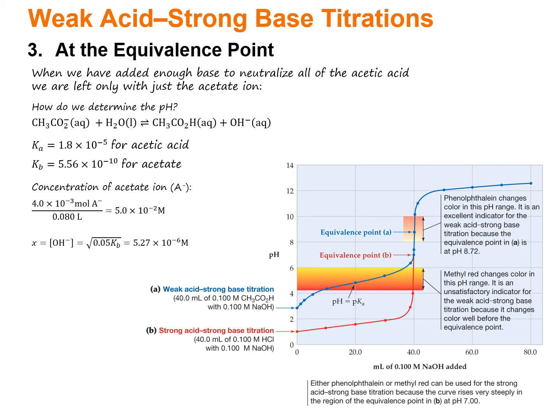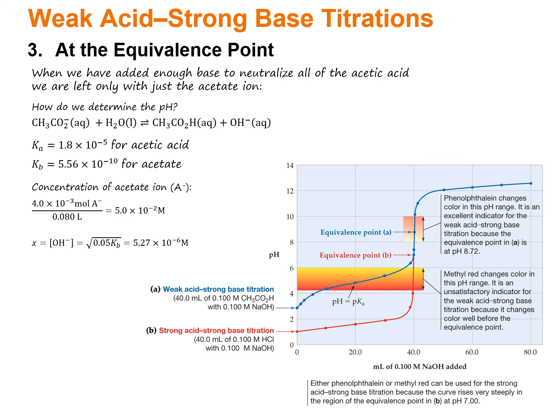Taking our ICE diagram, we figure out that X is equivalent to the hydroxide concentration, which is the square root of the initial concentration, 0.05 molar, times Kb. That yields 5.27 times 10 to the minus 6 molar. Just remember, don't take the negative log of this and assume it's the pH. I've seen a lot of students do that, and they're just jumping the gun.